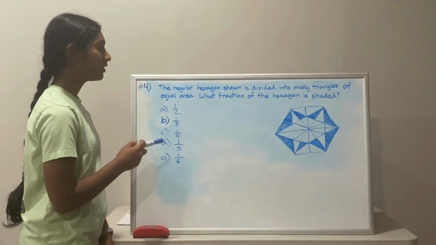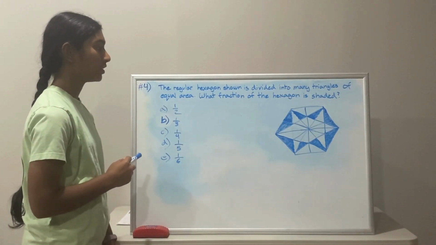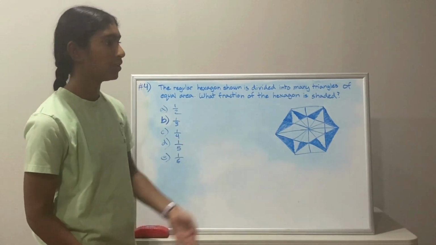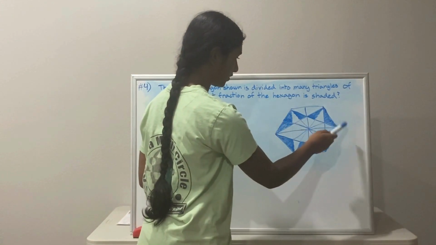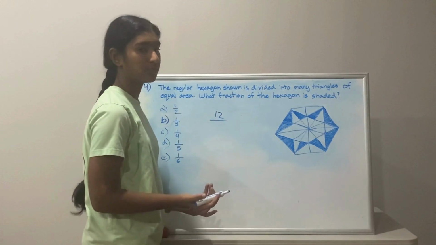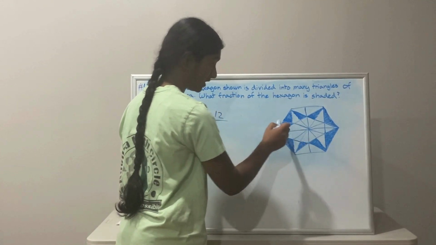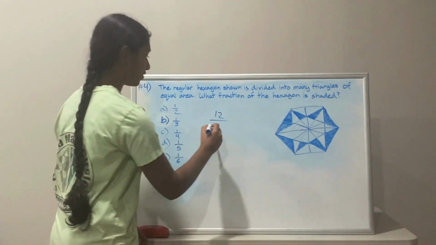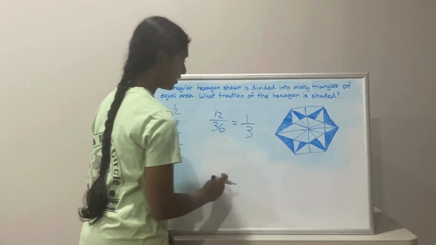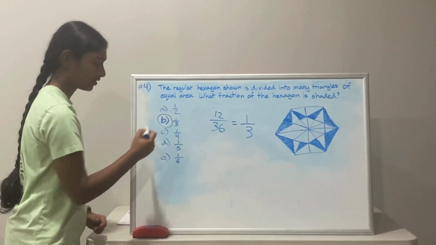Number 4. The regular hexagon shown is divided into many triangles of equal area. What fraction of the hexagon is shaded? So in order to find this, we're going to count the number of shaded parts and divide it by the number of total parts there are. So we have 1, 2, 3, 4, 5, 6, 7, 8, 9, 10, 11, 12 shaded parts. And then for counting the number of parts, let's take the easy route. We have in 1/6, there are 1, 2, 3, 4, 5, 6 parts. 6 times 6, 36. So 12 over 36, which is also 1/3, is the fraction of the hexagon that's shaded. So B is our answer.